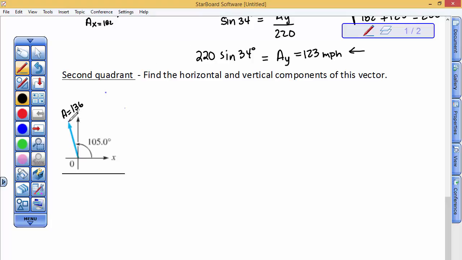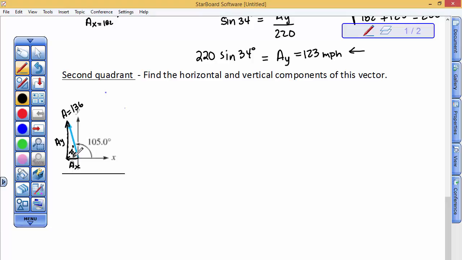So if I wanted to find its x, I'll call this a sub x, and its y, a sub y, components, I would do a similar thing, but this time I might be thinking about using a 75-degree angle because this is 180, and if I took away the 105, I'd have a 75-degree angle right here.